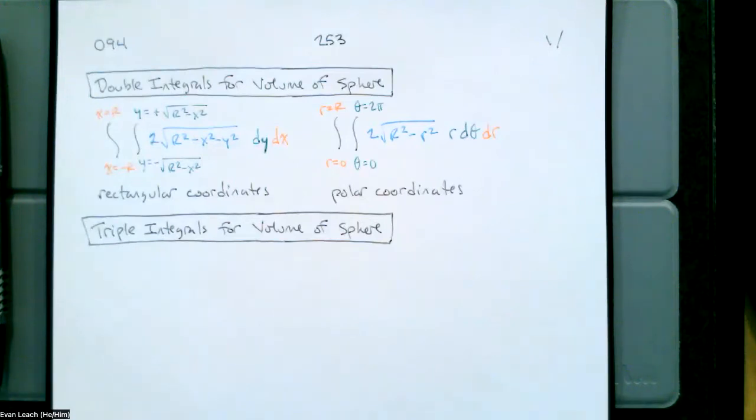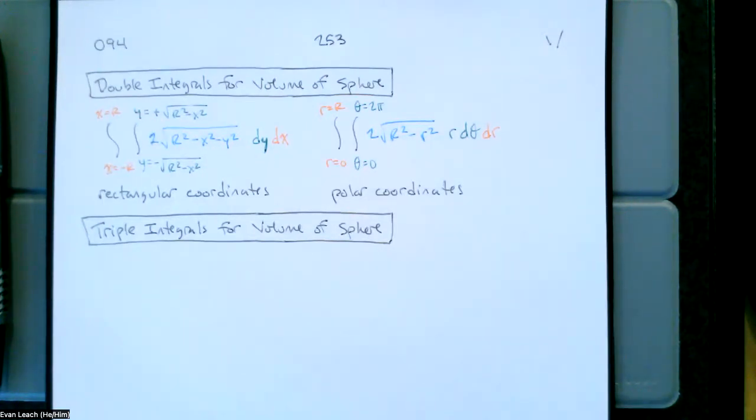Last time we looked at double integrals for the volume of a sphere. We reminded ourselves of what these integrals look like. And then we practiced chopping up parts of the sphere by controlling the values of x and y, or the values of r and theta that we plugged into the integral. So we have a lot of control over where we integrate based on the endpoints of the interval. That's the big challenge here.